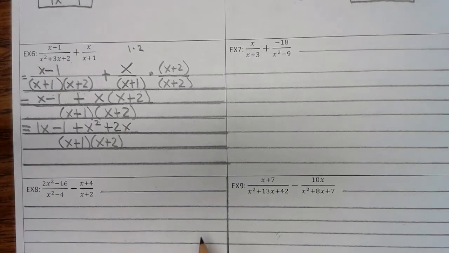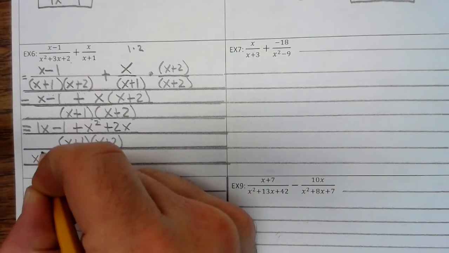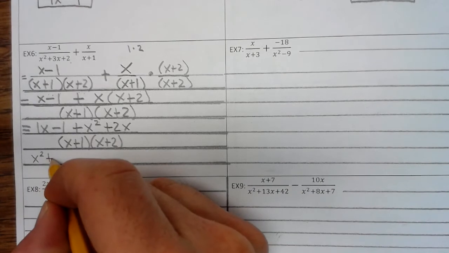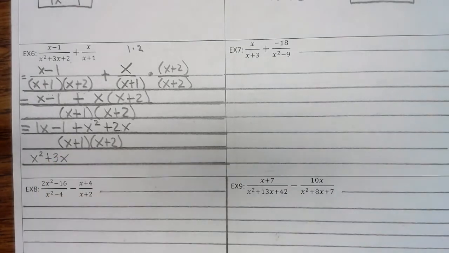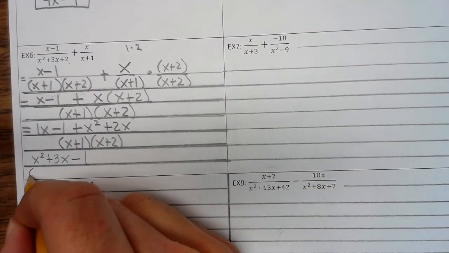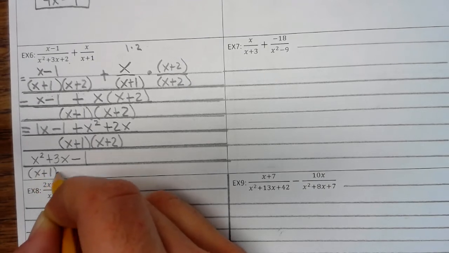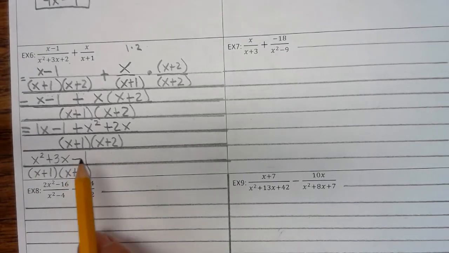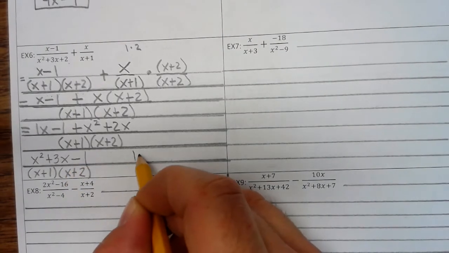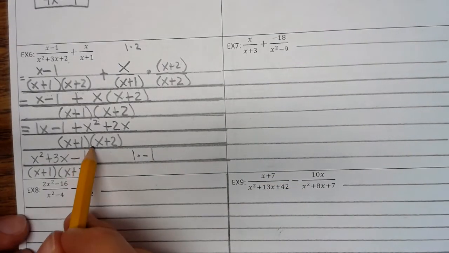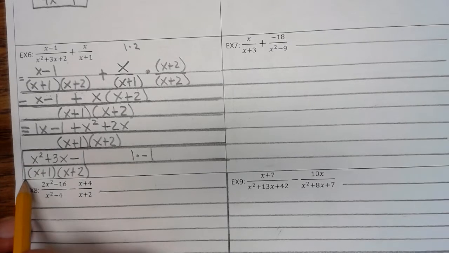All right, so now we simplify the numerator. So we have x squared. And then 1x and 2x is 3x. And then minus 1 divided by x plus 1 times x plus 2. So we see if the numerator is factorable. The only combination to make negative 1 is 1 times negative 1. Well, that combination will not give you 3, so the numerator can't be factored, so it is as simplified as it can be.